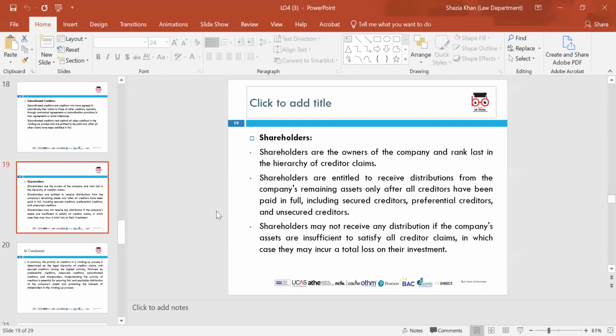Shareholders. Shareholders are the owners of the company and rank last in the hierarchy of creditor claims. Shareholders are entitled to receive distributions from the company's remaining assets only after all creditors have been paid in full, including secured creditors, preferential creditors, and unsecured creditors. Shareholders may not receive any distribution if the company's assets are insufficient to satisfy all creditor claims, in which case they may incur a total loss of their investment.